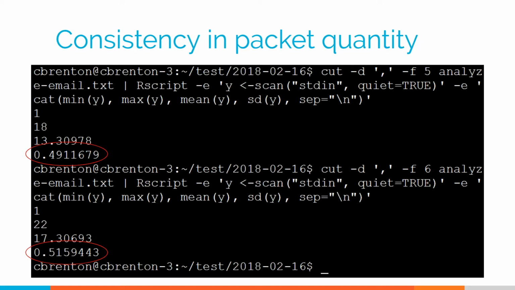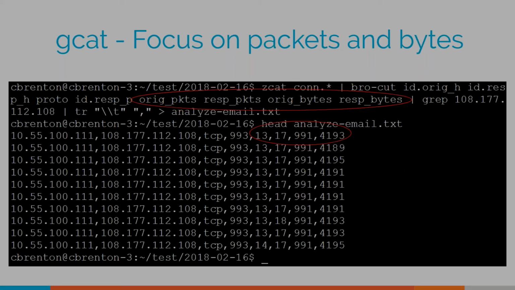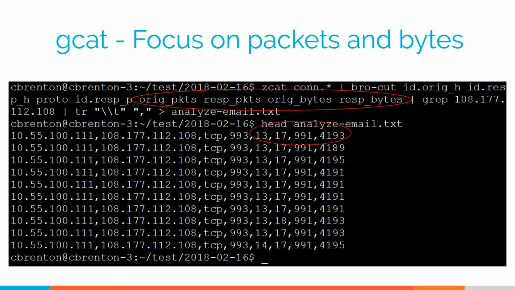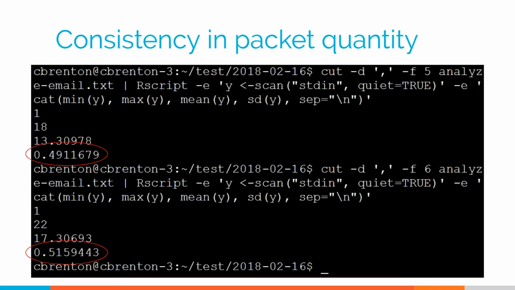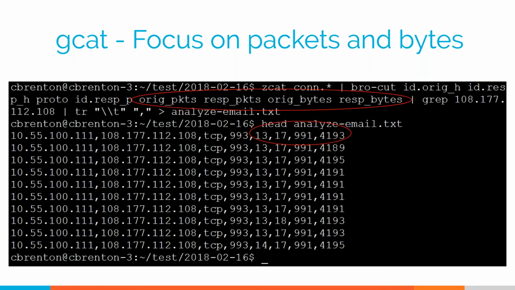So what I did here is I ran R script, and I said, all right, I want to cut field five. Cut field five, if we count over, is the number of packets that I'm sending off to the remote system. I said, show me the minimum. The minimum was one, so we had at least one session where one packet went by. What's the maximum? It's 18. What's the mean, my average? That was about 13.3, or around 13 to 14, which again, if we look at the beginning of the data, we see a bunch of 13s, we see 14 in there, that's my average.